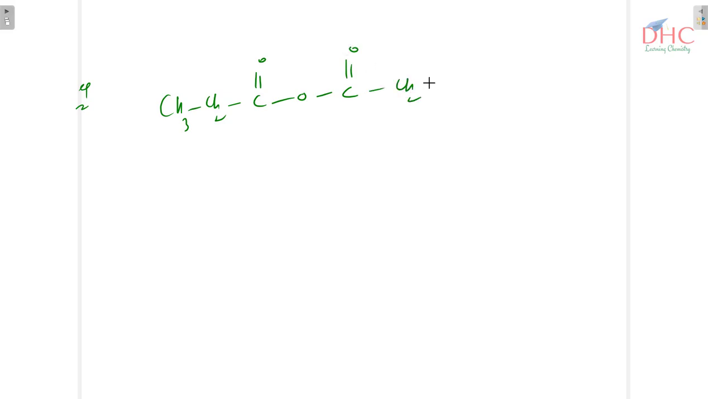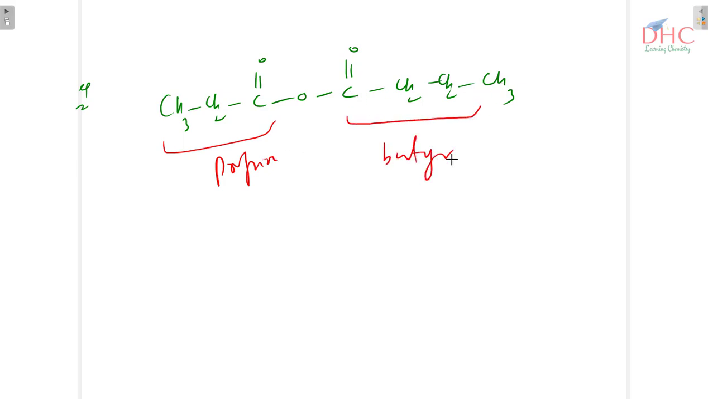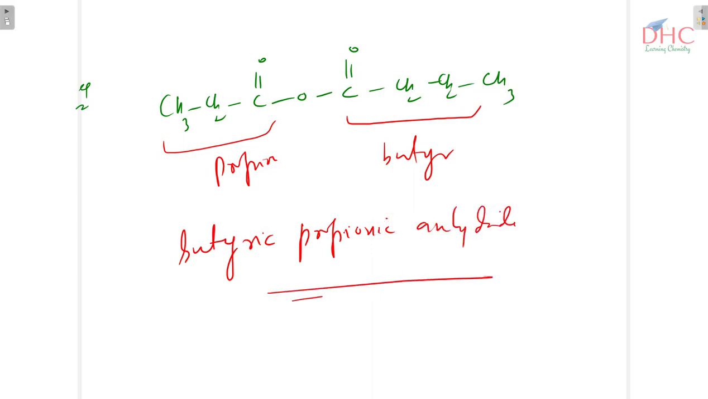One more example to illustrate it further. We have CH3 single bond CH2 single bond C double bond O, O, C double bond O, CH2 CH2, then CH3. Now see, on this side of O there are 3 carbons, so it's propion. On this side of O there are 4 carbons, it's basically butyr. So B comes first, then P. It's butyric propionic anhydride. So butyric propionic anhydride will be the common name of this compound.